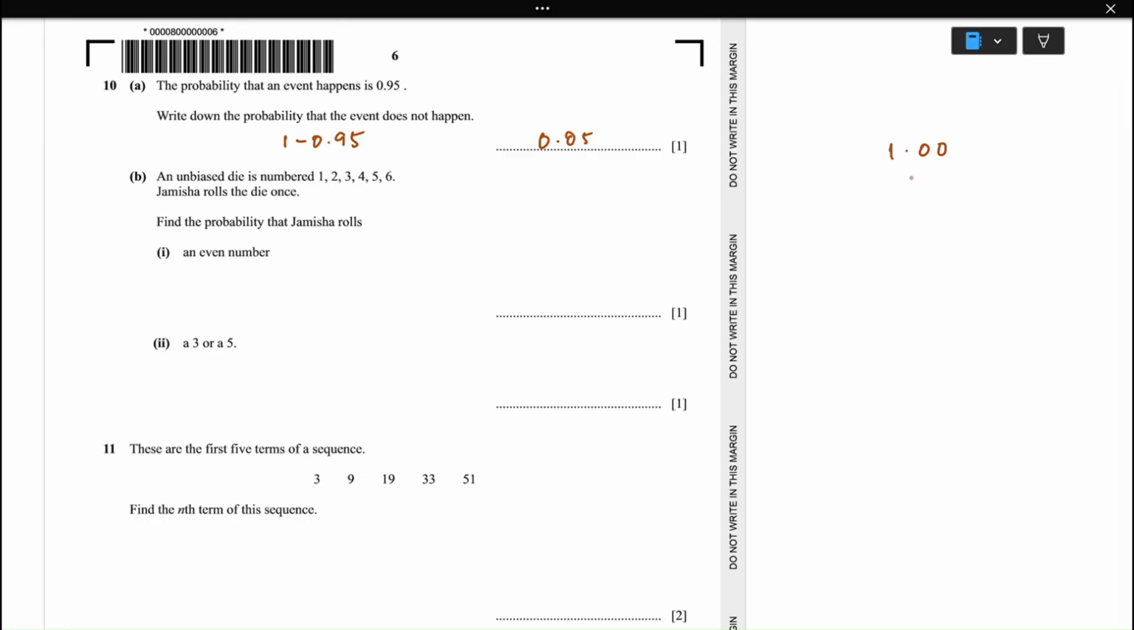The subtraction is easy. 1.00 we have to put, and 0.95. In normal subtraction here we take carry over. It's going to be 10, then this is going to be 10, and this is going to be 9. So 10 minus 5 is 5 and 9 minus 9 is 0. Then here is a 0.